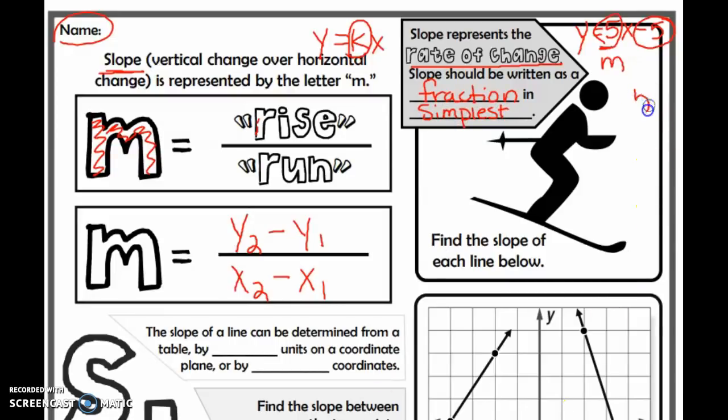A fraction could look like this, right? It's really the same thing as 5. 5 would be the simplest form. So just because there's not a number underneath doesn't mean it's not a fraction.